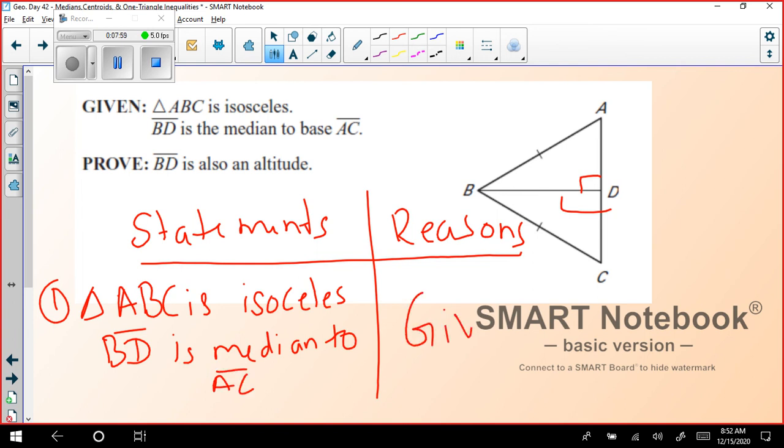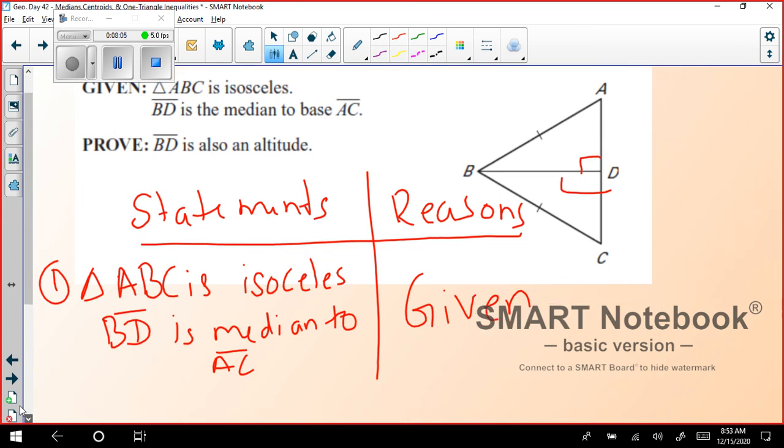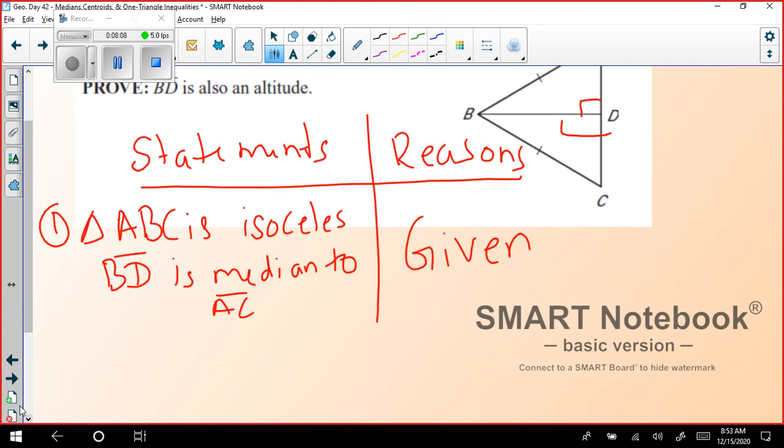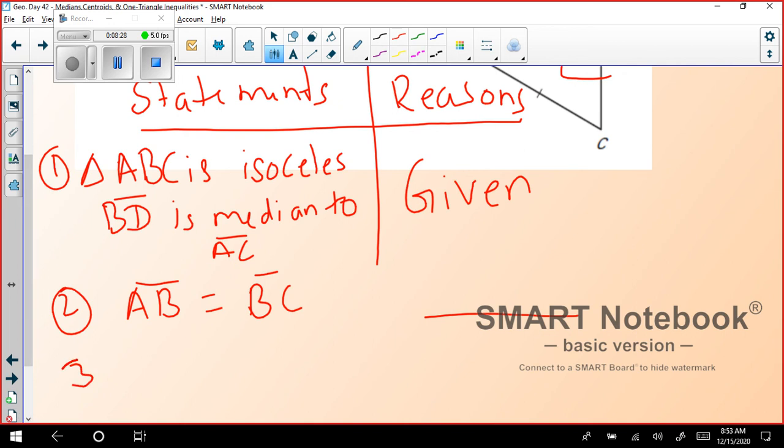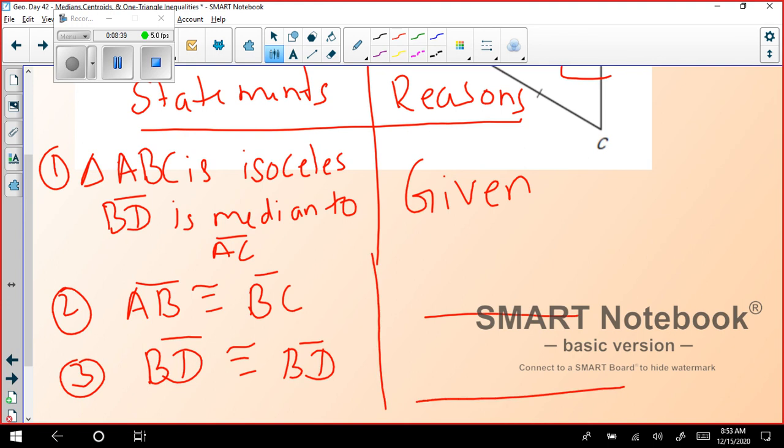So whatever was given, I'm just writing in the first step. So next I can write AB equals BC. I want you to give that reason, and I can also write BD equals or congruent to BD itself. I can write this as well. Write the reason for this.